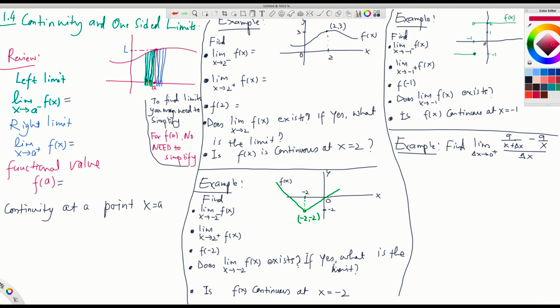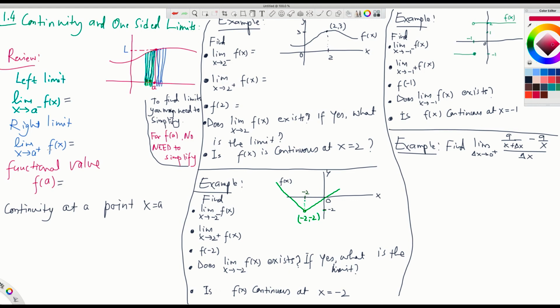What is the notation for the left limit? The notation is limit x tends to A superscript minus f(x), right? And the right limit is limit x tends to A superscript plus f(x). It just tells you the left side or the right side of the limit.